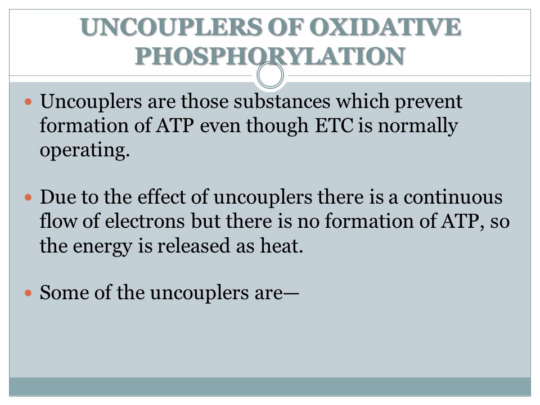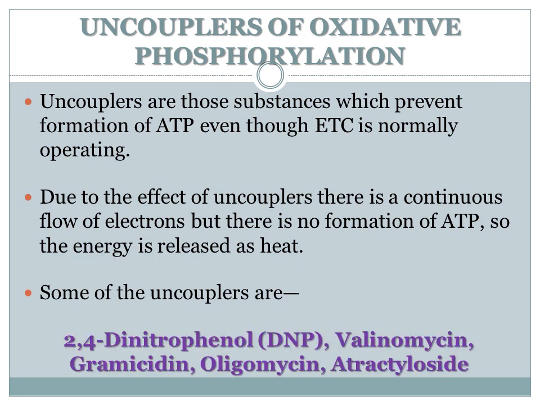Some names of uncouplers are given here: 2,4-dinitrophenol, valinomycin, gramicidin, oligomycin, and atractyloside. There are many, hundreds are there. Some examples are given here. So here another question will be there: which one of the following is an uncoupler of oxidative phosphorylation? You should be very careful in understanding the question. Uncoupler of oxidative phosphorylation is different. Inhibitor of electron transport is different. So there will be a confusing question.